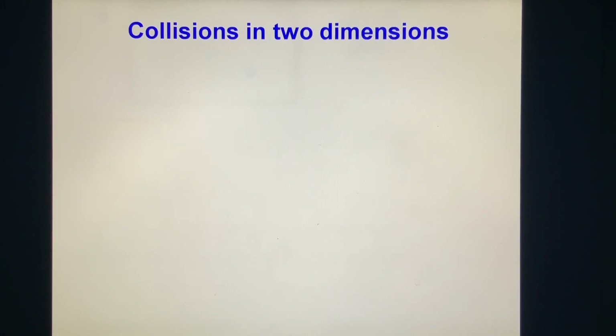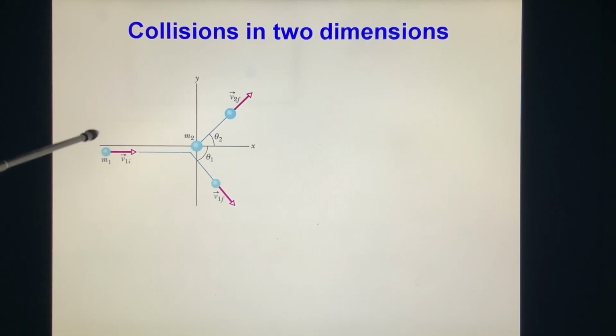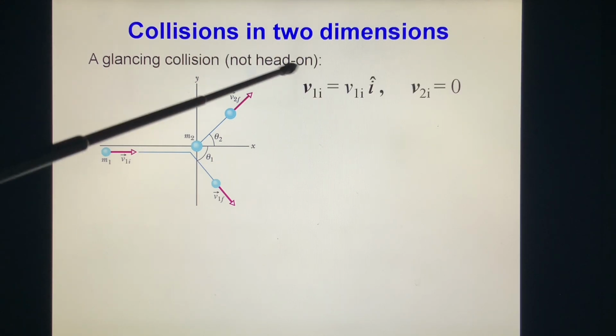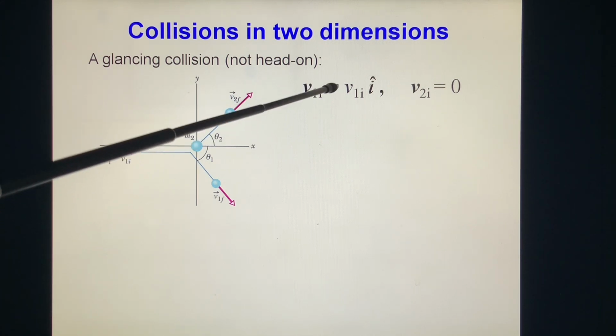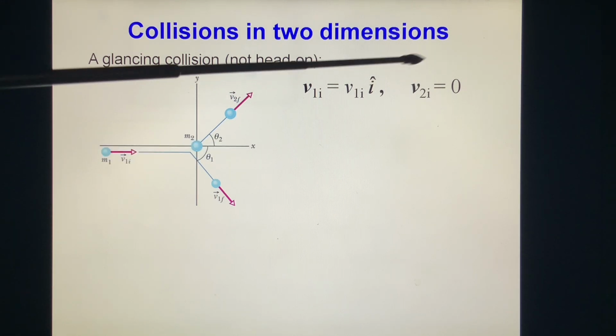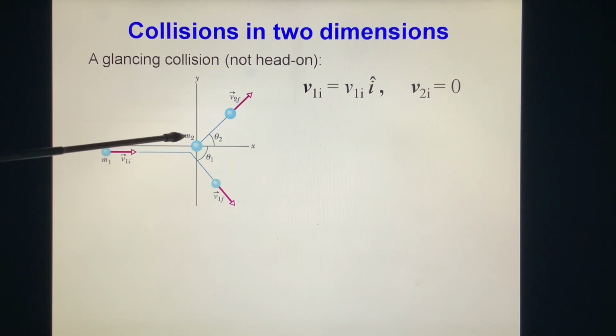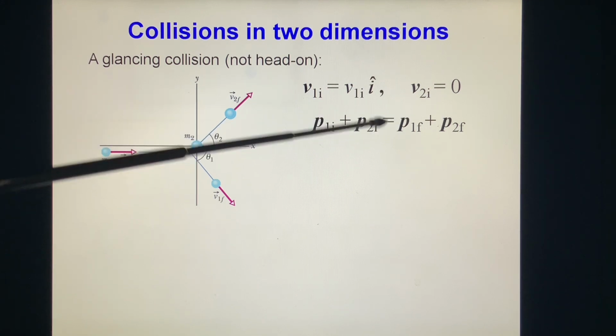Collisions in 2 dimensions. This is 2 dimensions, not head-on, so we split into 2 directions. A glancing collision, not head-on. V1 initial is along the x direction, and the target v2 initial is 0. After the hit, they split into 2 directions. So we have linear momentum conserved in both the x direction and the y direction, so we split into 2.